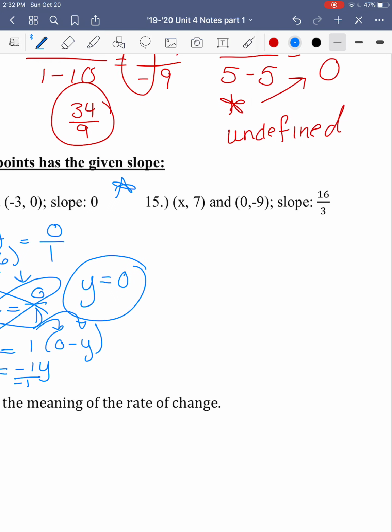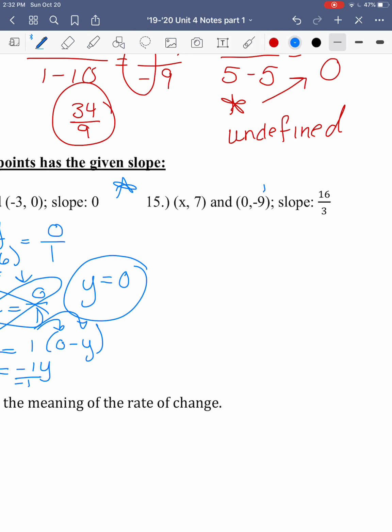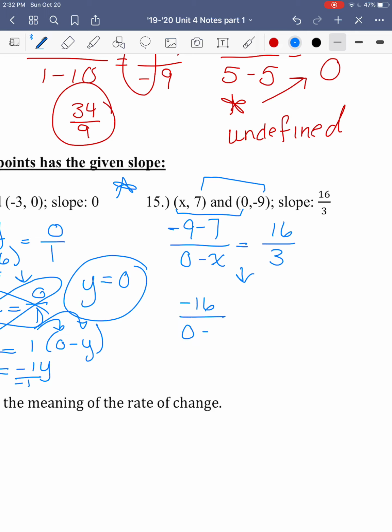And then finally, number 15, I'm going to do negative 9 minus 7 all over 0 minus x. So this time I'm looking for an x value, and that's on the denominator, all over 16 over 3. And now I'm going to simplify. So negative 9 minus 7 is negative 16 all over 0 minus x.